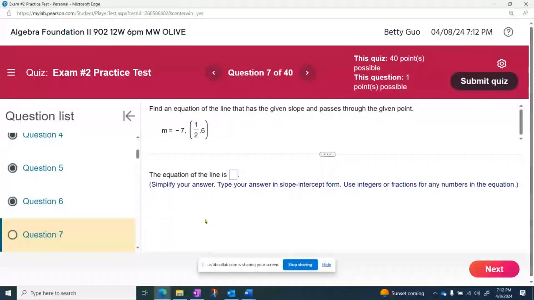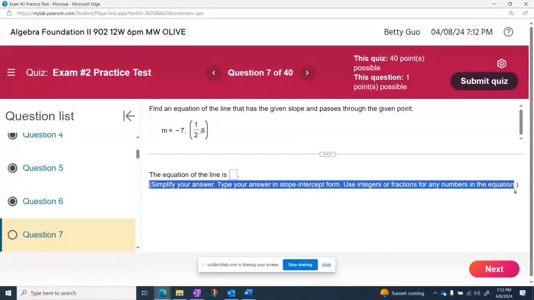Yeah, this one is a chapter 3 question. Read the instruction here, please. Okay, find an equation of the line that has the given slope and passing through the given point. Simplify your answer. Type your answer in slope-intercept form. You would have to do what the system tells you to do. Use integer or fraction for any numbers in the equation.